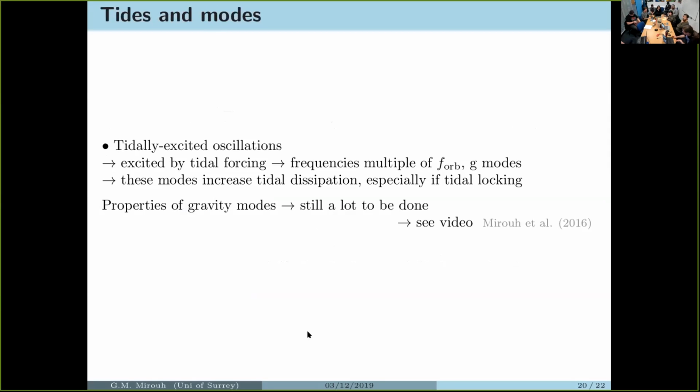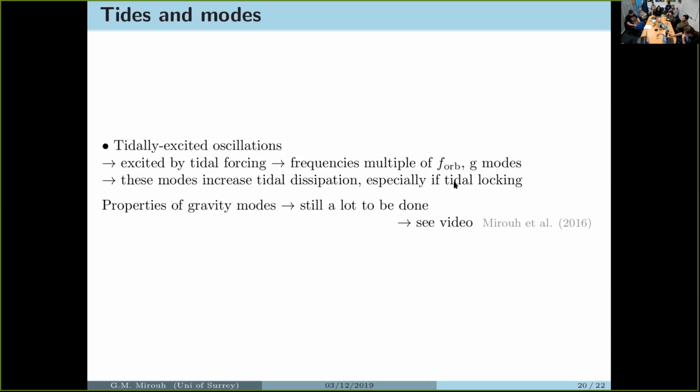Now, the last point I wanted to make is about tides and modes. So obviously, when you have tides, you have tidally excited oscillations. They're excited by tidal forcing. So basically, your tidal torque creates some shear that creates the oscillations. The frequencies of those oscillations are multiples of the orbital frequency. They're usually g modes. And obviously, most of these modes are expected to be damped, and that would create more dissipation.